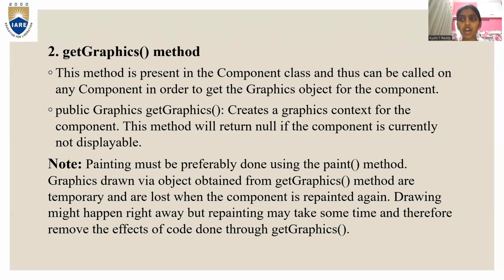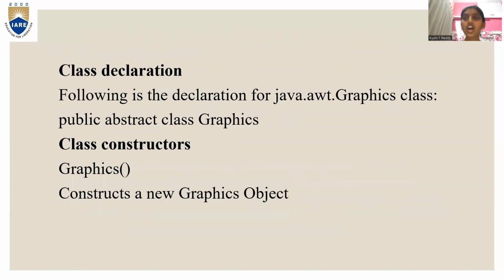There is an important point to be noted here. Painting must preferably be done using the paint method. Graphics drawn via an object obtained from the getGraphics method are temporary and are lost when the component is repainted. Drawing might happen right away, but repainting may take some time and therefore remove the effects of code done through getGraphics. So how will you declare this class? The class declaration is public abstract class Graphics, and the constructor used is Graphics(). These constructors are used to create objects.